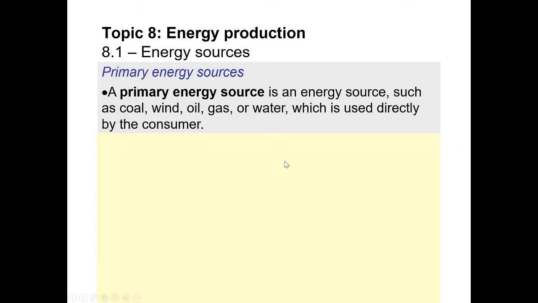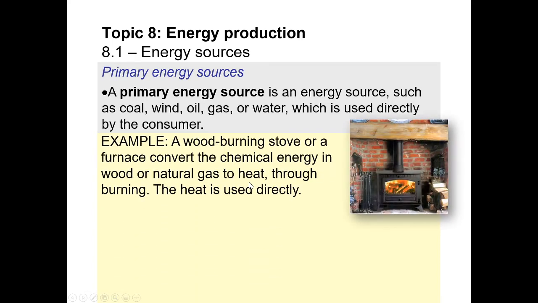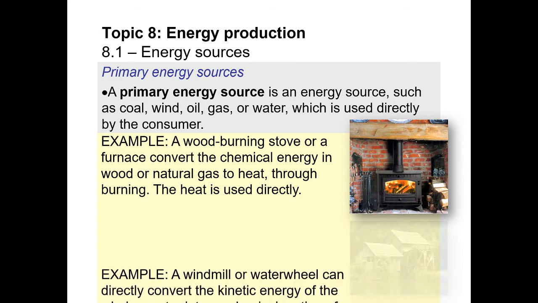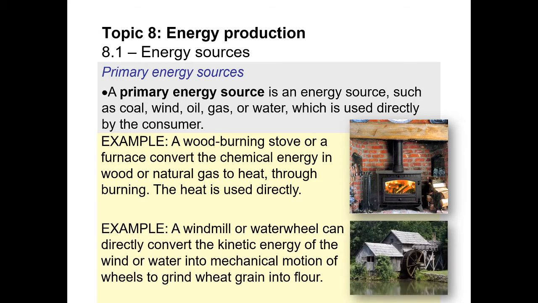Okay, so a primary energy source. If there is some kind of energy source the consumer uses directly, this is considered to be primary. So for example, if a person places wood in a stove and produces heat, and they use the heat directly, this is considered a primary energy source. Or if a person uses a water wheel and they use the mechanical energy from the water wheel to grind wheat into flour, that's another use of energy that's considered primary.